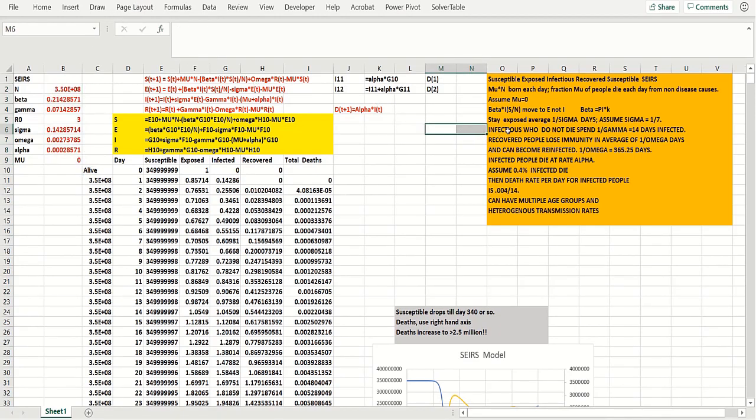Now, recovered people lose immunity in an average of 1 over omega days. We'll assume that's a long time. People can become reinfected; we'll assume people can stay immune for a year. So 1 over omega would equal 365 and a quarter days, so omega is 1 over 365 and a quarter. And infected people, unfortunately, can die at a rate alpha.